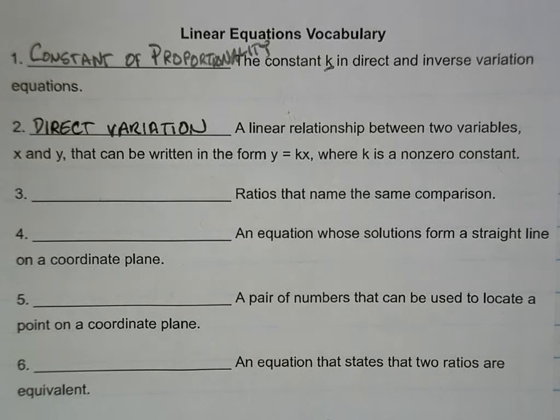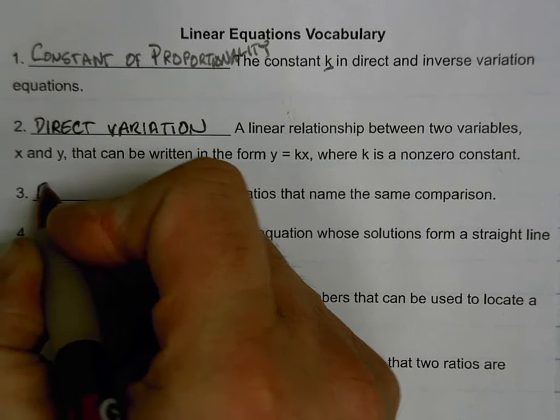All right. What are ratios that name the same comparison? What do we call them? Equivalent ratios.